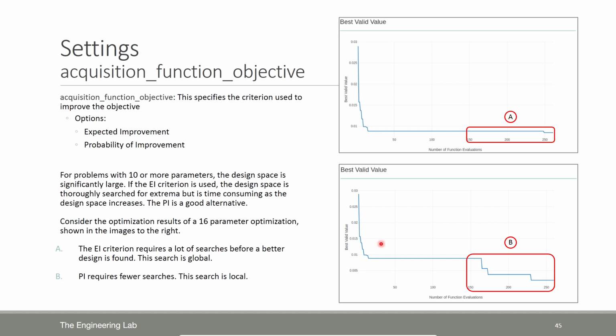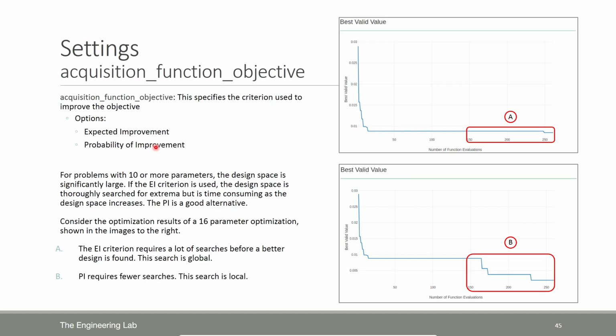And here in this example, I believe I was working with 16 parameters at the time. You can see with PI, during the machine learning portion of the whole process, it's actually finding a solution faster than EI. So again, if you're dealing with 10 or more parameters, EI may not yield a solution quick enough because you're exploring a lot. An alternative to that, a compromise, would be using probability of improvement.